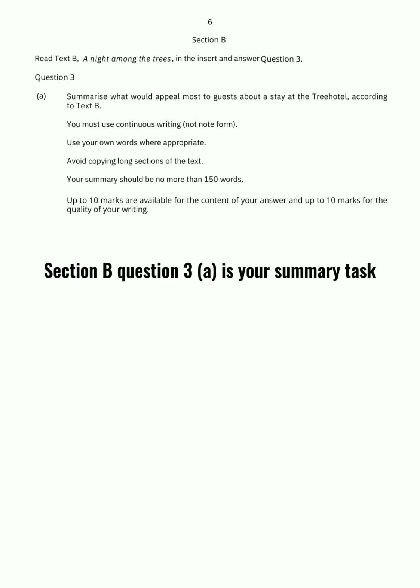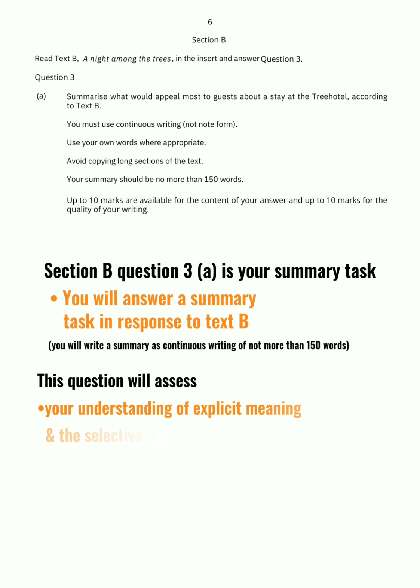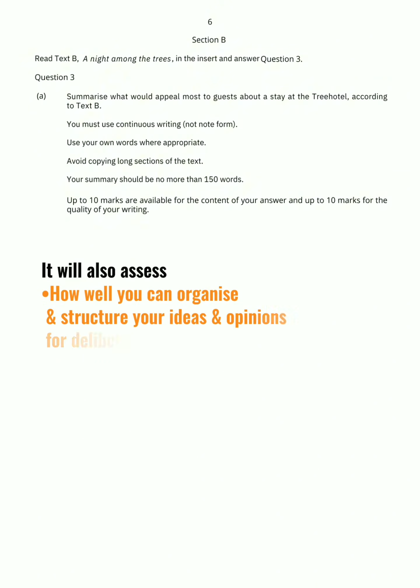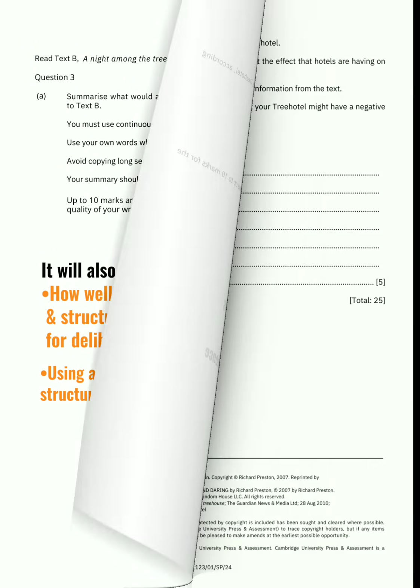Section B, Question 3A is your summary task. You will answer a summary task in response to Text B. You will write a summary as continuous writing of not more than 150 words. This question will assess your understanding of explicit meaning and the selective use of information for specific purpose. It will also assess how well you can organize and structure your ideas and opinions for deliberate effect, using a range of vocabulary and sentence structures appropriate to context.